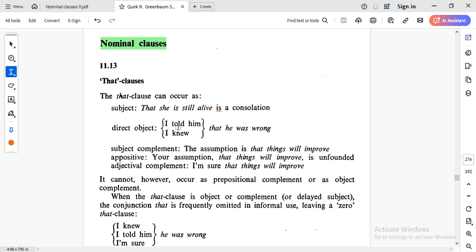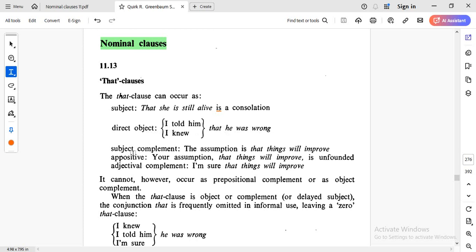In another sentence: I told him that he was wrong, or I knew that he was wrong. That he was wrong is a direct object because in I knew that he was wrong, I is the subject, knew is a verb, and that he was wrong is an object. In I told him that he was wrong, I is the subject and the verb is told. Him is the indirect object, and the that clause functions as a direct object.